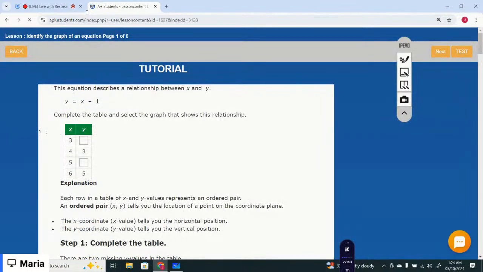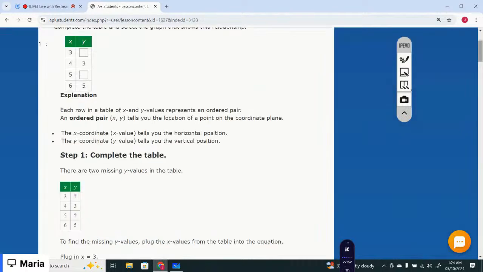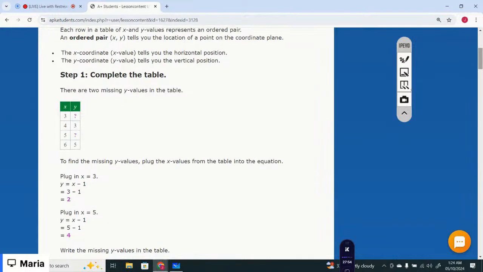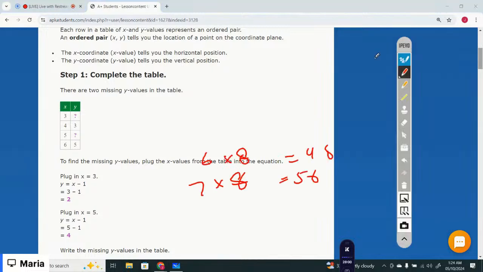The equation describes a relationship between x and y. That is y equals x minus 1. You are given the equation, you are given the table. You have to find the missing values and then you have to make the graph, right? You need to find the missing value. When x equals 3, you need to find the value of y. When x equals 5, you need to find the value of y.